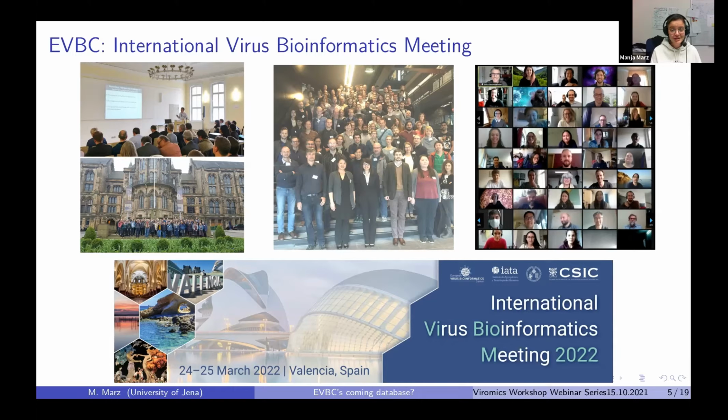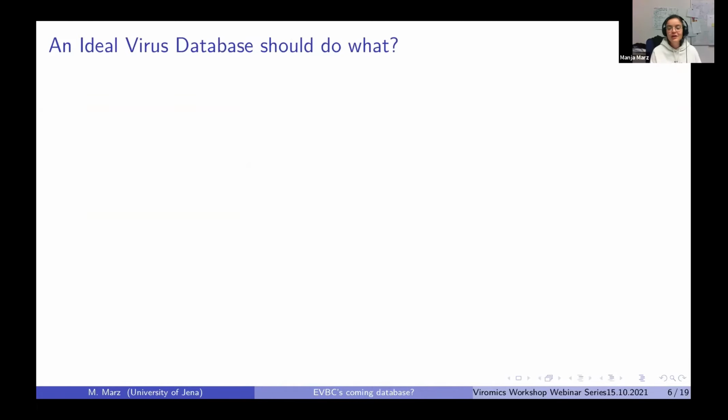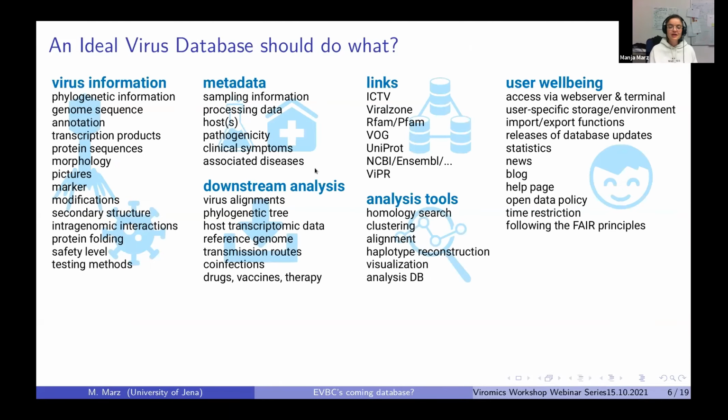In case, for some reason, one day we have money and also the resources to implement something, we could go maybe about the following things. And this is actually what came out. So there is something like virus information in general. You want to have the genome sequence, annotation, transcription, products, protein sequences. You also want some information about morphology, some pictures of the virus, maybe some marker genes, you want to know about modifications and so on. But you also want to know a lot about metadata, like where it has been sampled and so on. We heard a lot about that already today, so you're aware of that.